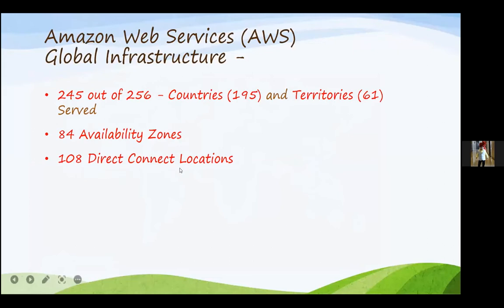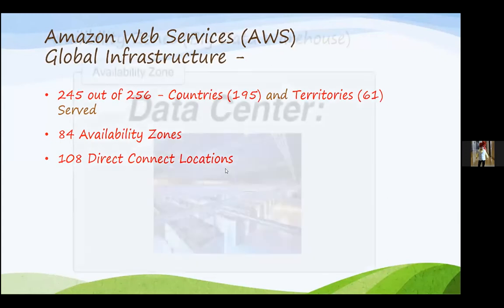Oh my God, what do you mean by direct connect location? As I told you, New Zealand and Australia are connected via an undersea fiber optic cable for high-speed communication. So it is called direct connect locations. Let's go to the next.